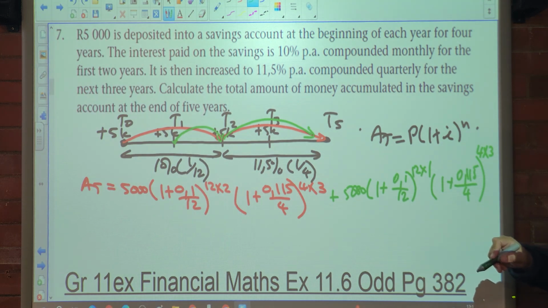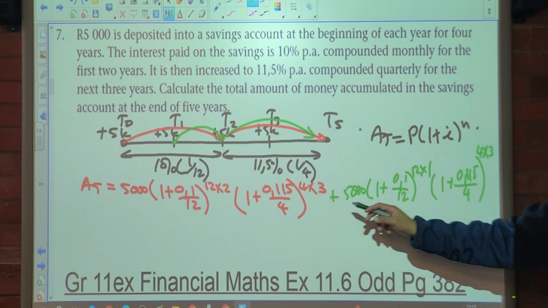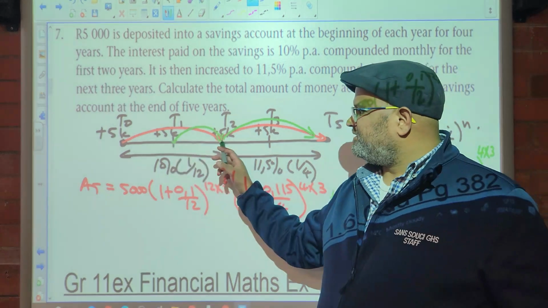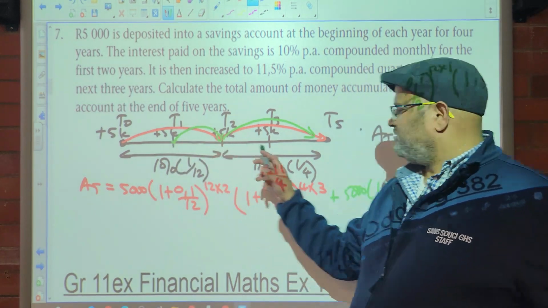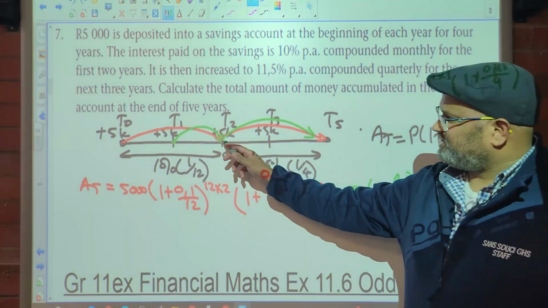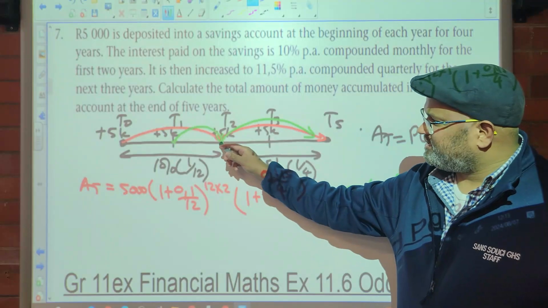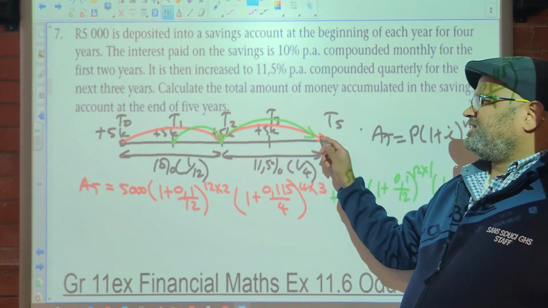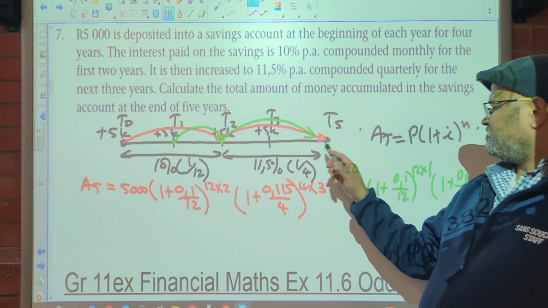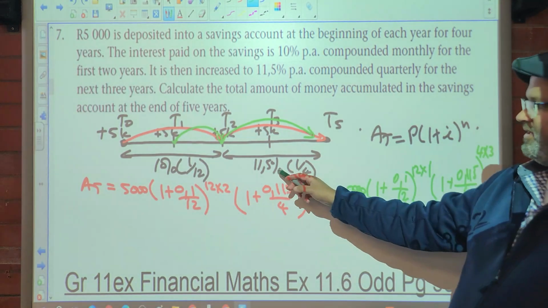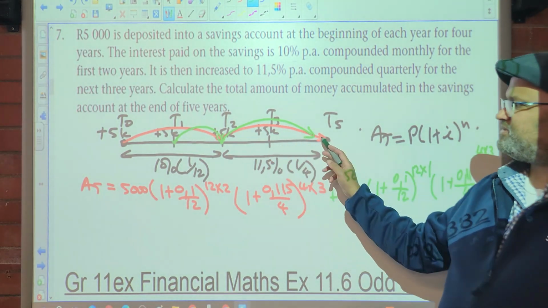Sorry? The last part. Yeah. So I'm taking it from there to here. 1 here. Which is that there. Then that one. That was the principal there. Then I take it to the end. So it's going to be 1 over 4 to the exponent 4 times 3.